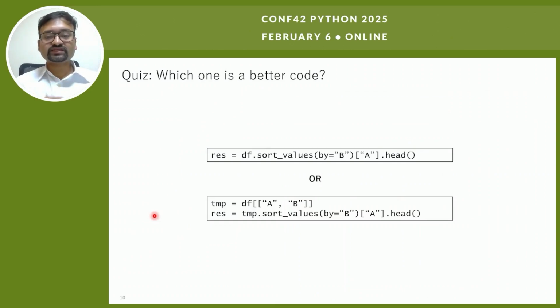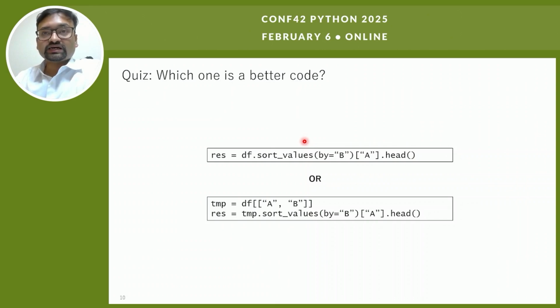Now let's consider the second one. So here is a quiz. It is trying to solve the same problem. It is trying to find the top 5 of the A value based on sorting from the B column. Now can you guess which one is better code? If you're about to write the code, would you go for the top one or the bottom one?